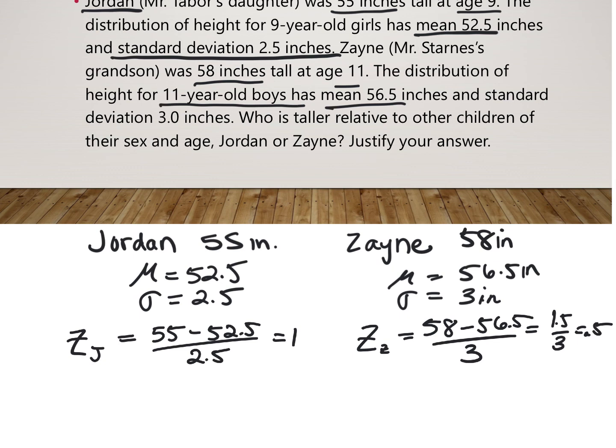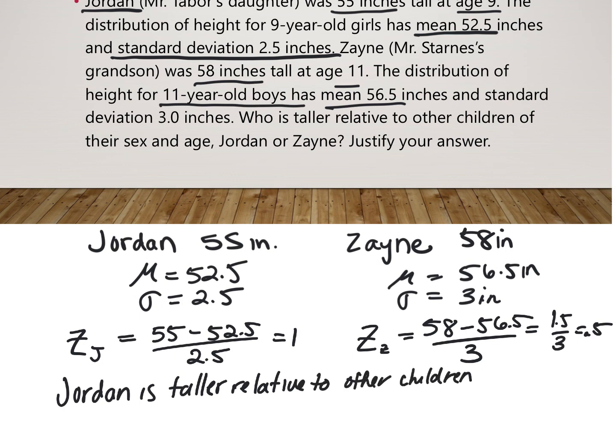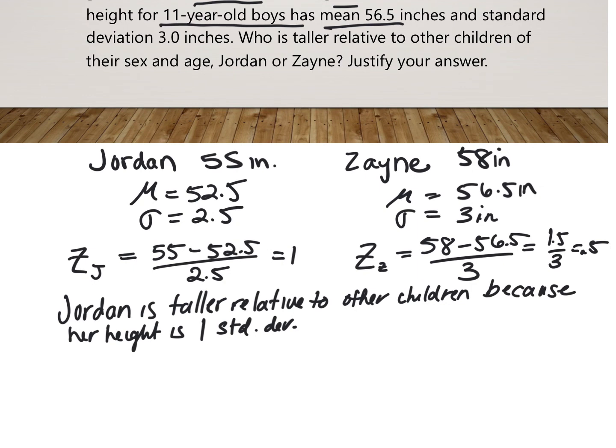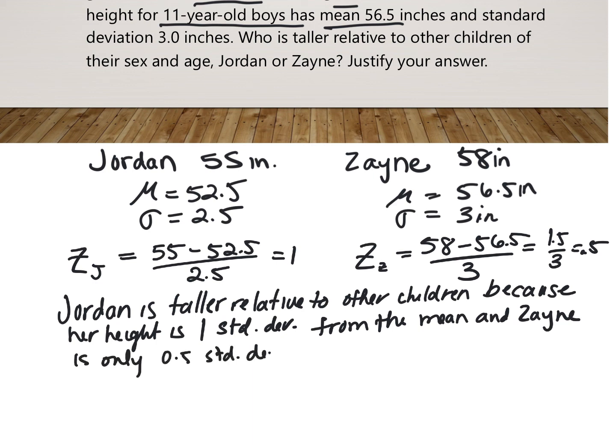So who is taller? Jordan is taller relative to other children because her height is 1 standard deviation from the mean. You can abbreviate a little bit here and there. And Zane is only 0.5 standard deviations from the mean.